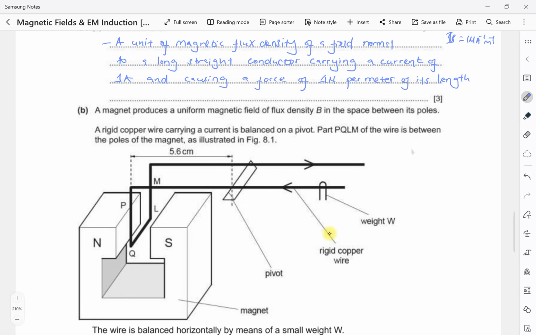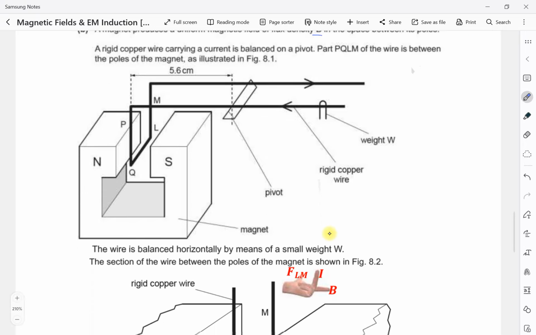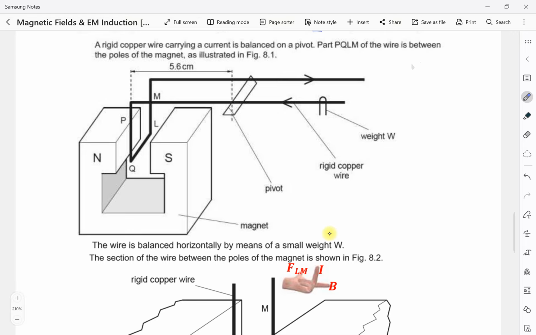A magnet produces a uniform magnetic field of flux density B in the space between its poles. A rigid copper wire carrying a current is balanced on a pivot. Part PQLM of the wire is between the poles of the magnet as illustrated in the figure. So this is the illustration here. PQLM is in the magnetic field.